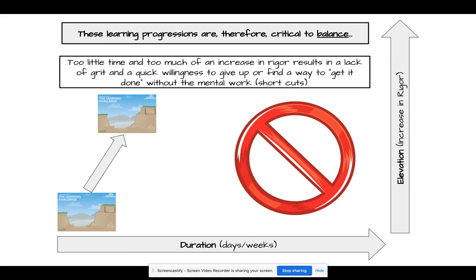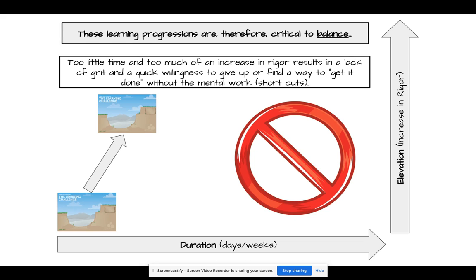The other extreme to this, if you're not balanced, is that there's too little time and too much of an increase. Man, we've got to up our rigor, so let's go. We're going to really put the rigor on. If there's too quick of a jump in too short of a period of time, then they're just going to give up. It's no longer a pit. It's a chasm. It's a canyon that they're just going to look at and go, not doing it.